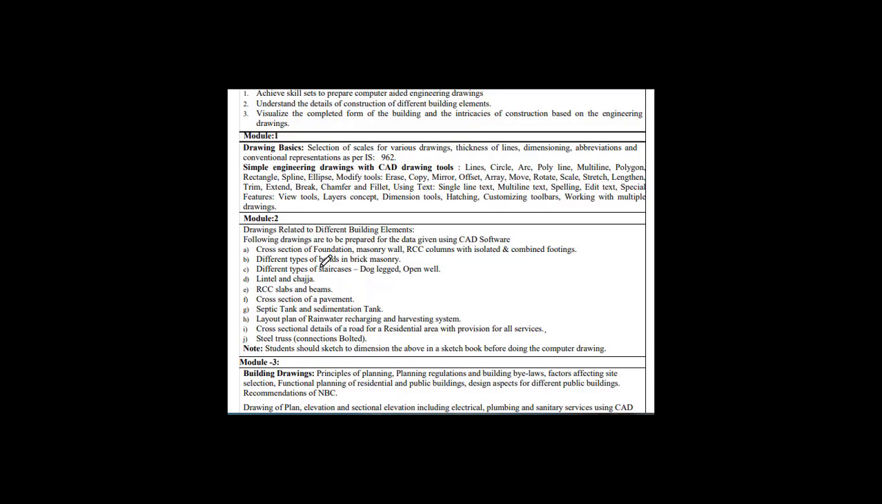The third one is different types of staircases, such as the dogleg staircase and open well staircase. Here we'll also try to understand the reinforcement details provided in the staircases. Similarly lintel and chajja, again the reinforcement details provided in lintel and chajja, the longitudinal section, cross section, different sections we will understand. Then various drawings: RCC slabs and beams, cross section of a pavement, septic tank and sedimentation tank, layout plan of rainwater recharging and harvesting system, cross section detail of a road of a residential area.